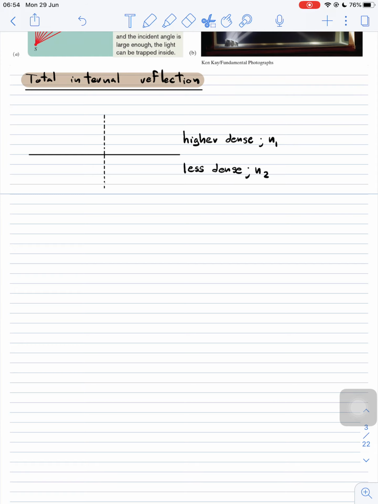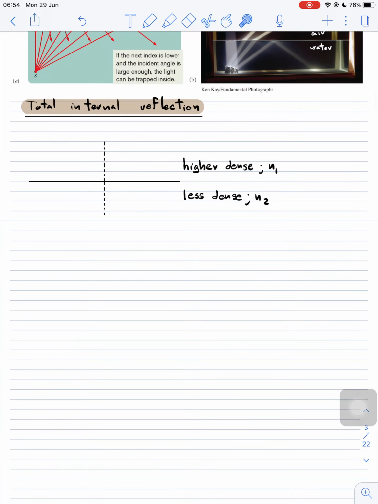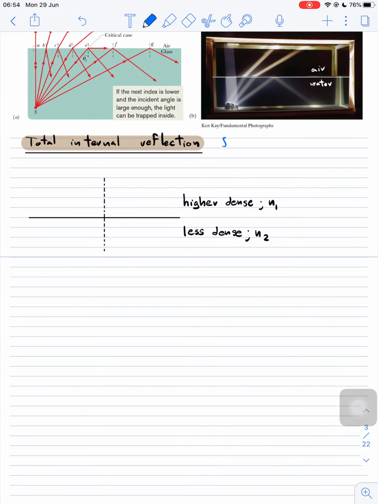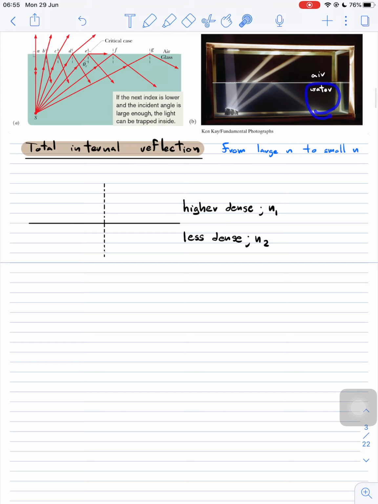The total internal refraction occurs when we have the light ray coming from the higher density to the less density. Let me just mark here: from the large n to the small n. For example, from the water to the air, because the refractive index of the water is about 1.5 and the air is about 1. So 1.5 is greater than 1, and we can have the total internal refraction.